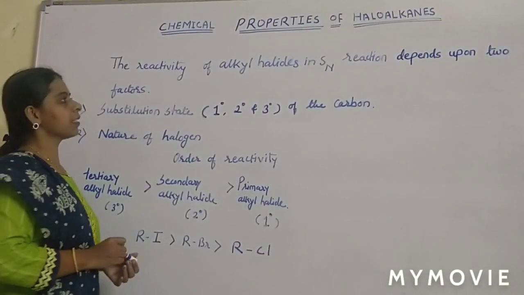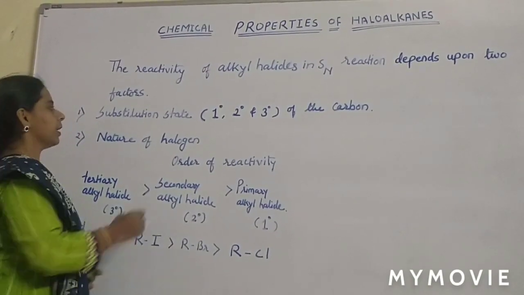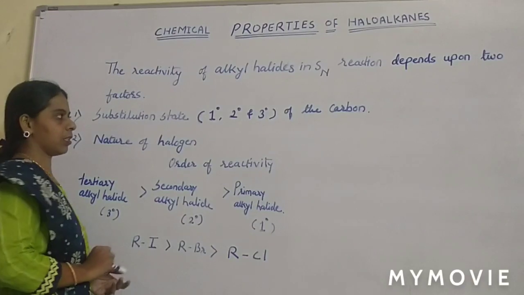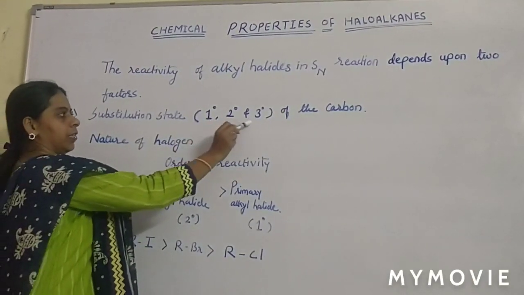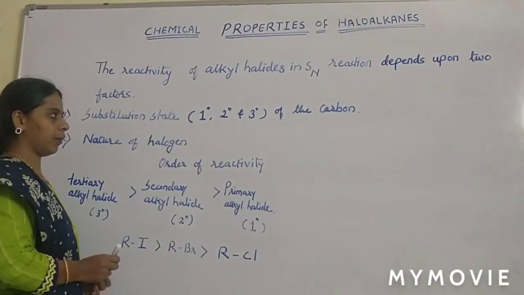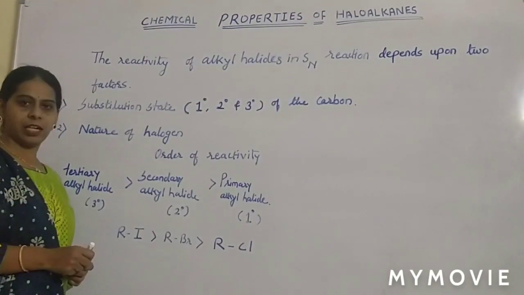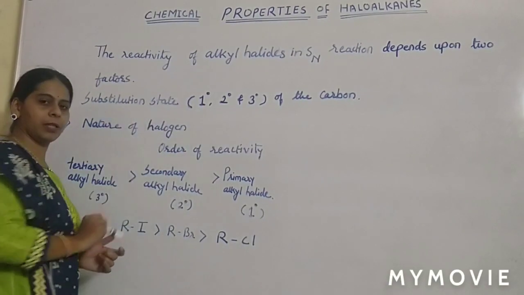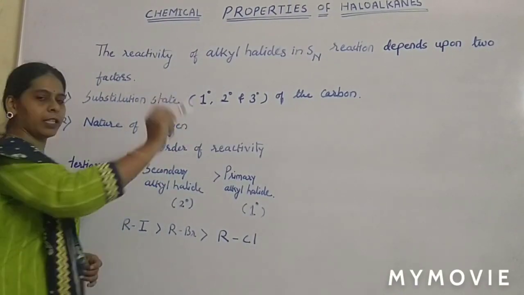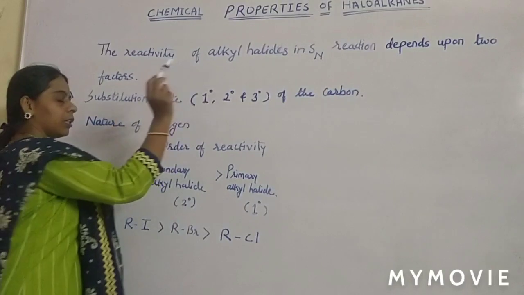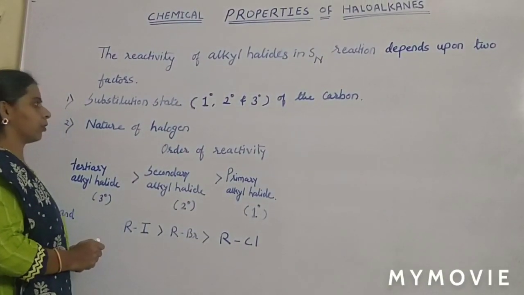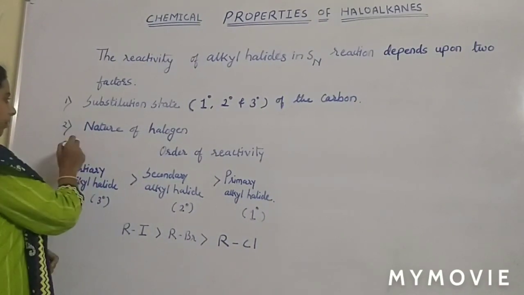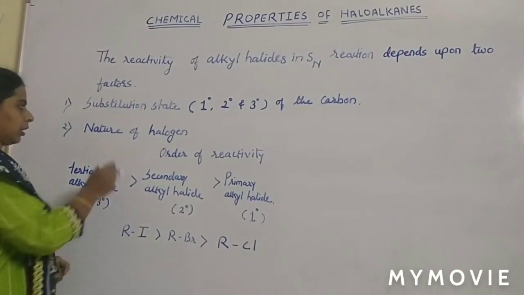Now the reactivity of alkyl halides in this reaction depends upon two factors. First one is the substitution state, primary, secondary or tertiary, of the carbon, meaning where the halogen is attached, whether to the primary carbon atom, the secondary, or the tertiary carbon atom. According to that, we'll see reactivity will be affected. Second factor is the nature of the halogen.